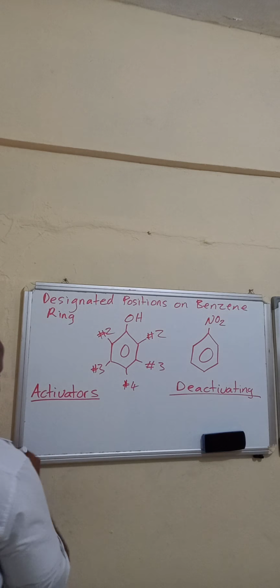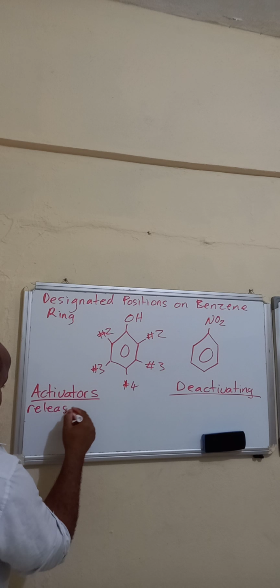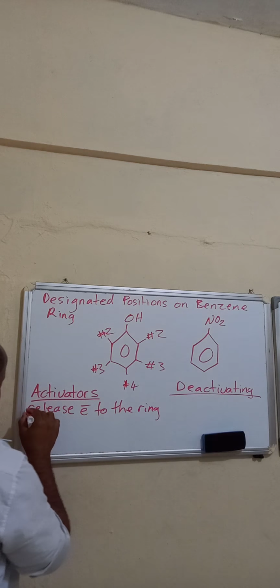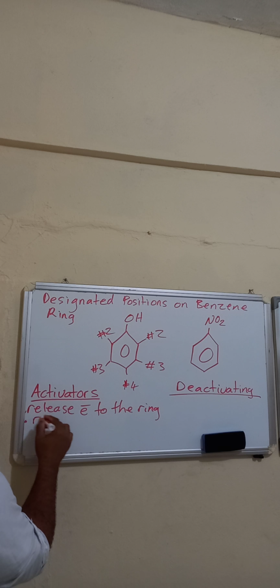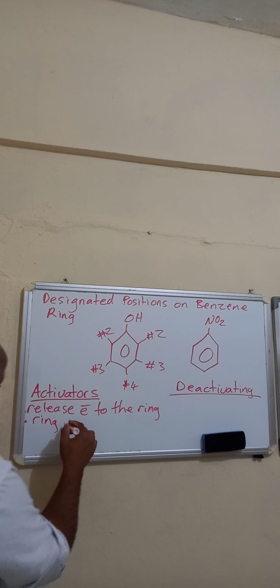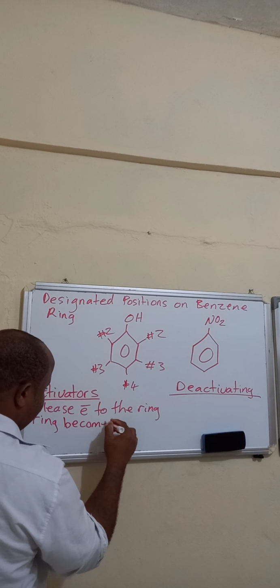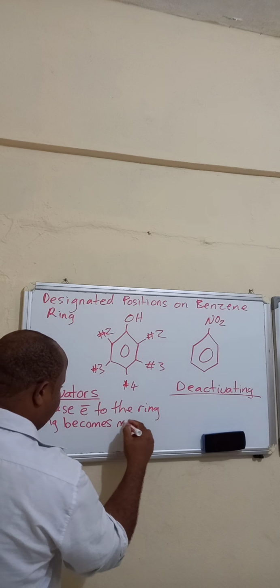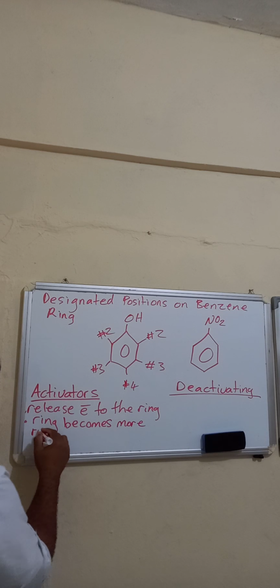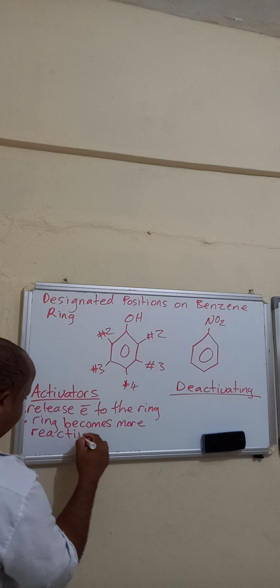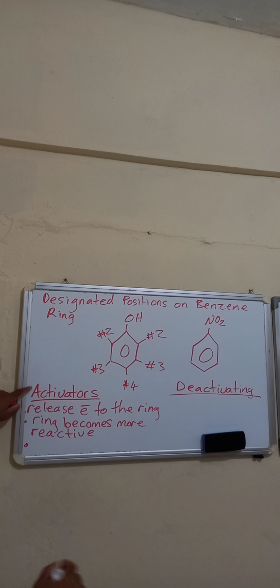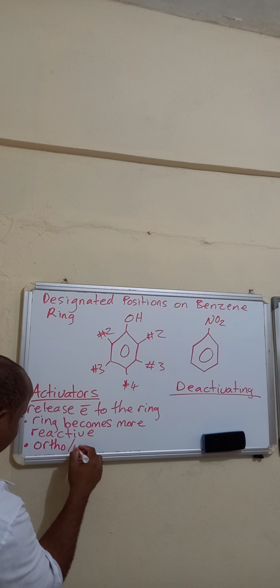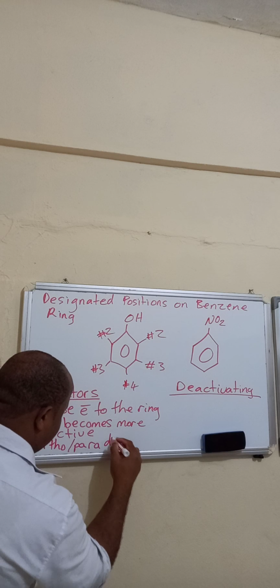So the activators release electrons to the ring. And so they make the ring more reactive. So the ring becomes more reactive. Alright, and the final thing about the activators, they are ortho, para directors.